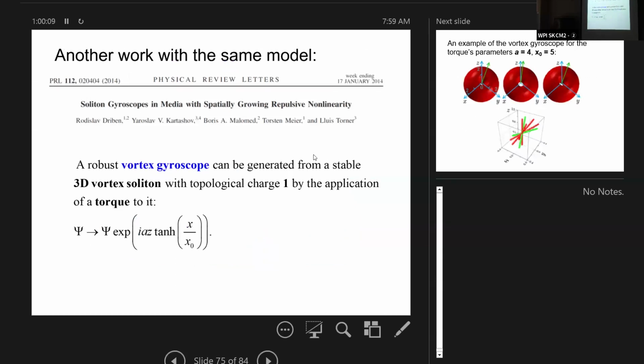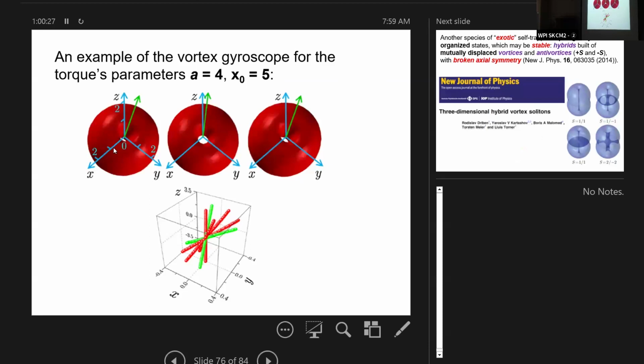Okay. Now we can take exactly the same model. This time, we can take not the hopion, but just a soliton with a topological charge. And then we can demonstrate another dynamical regime. Actually, this vortex soliton demonstrates the behavior of a gyroscope. So this is a stable vortex soliton with embedded vorticity 1. Then suddenly we apply a torque in the perpendicular direction.